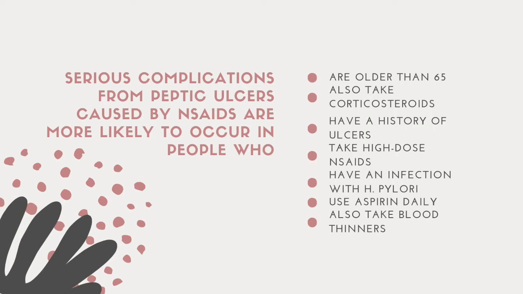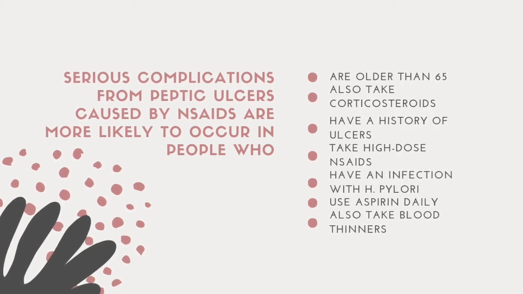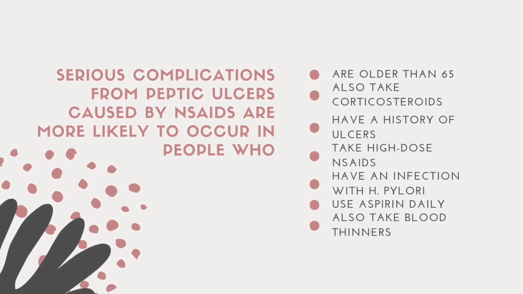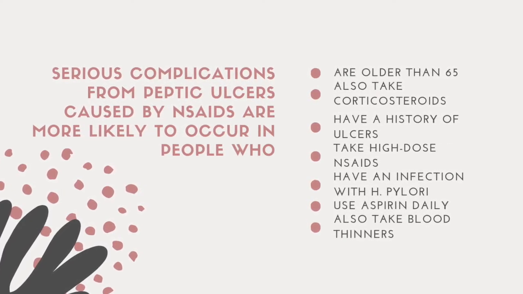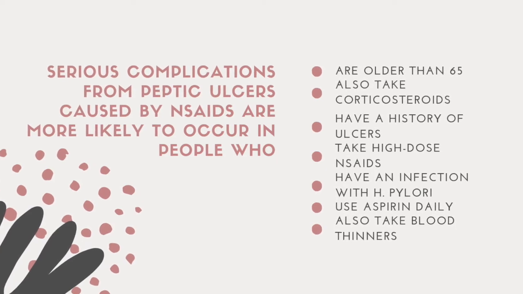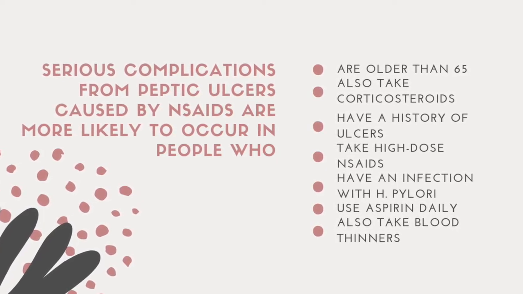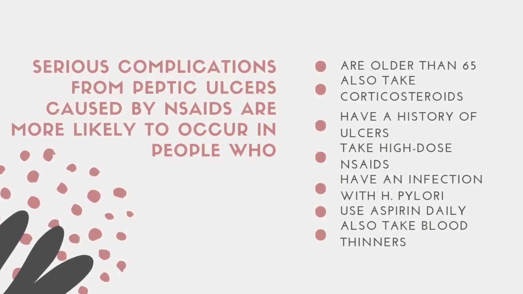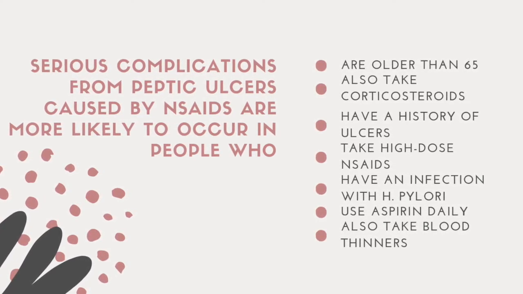Now, who are these people? It is important to note that taking NSAIDs alone cannot cause gastrointestinal bleeding or peptic ulcers. But there are also special considerations. Serious complications from peptic ulcers caused by NSAIDs are more likely to occur in people who are older than 65 years old, also take corticosteroids, have a history of ulcers, take high-dose NSAIDs, have an infection with H. pylori, use aspirin daily, and those who also take blood thinners.